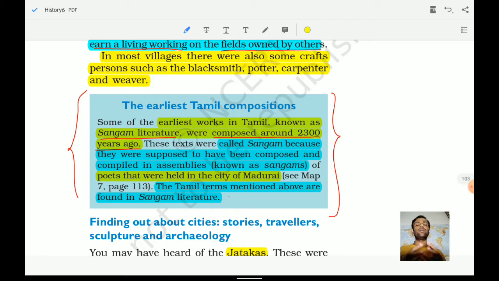Different scholars, different writers, and different poets used to gather and come together, and they must have created the literature, hence it is called Sangam.